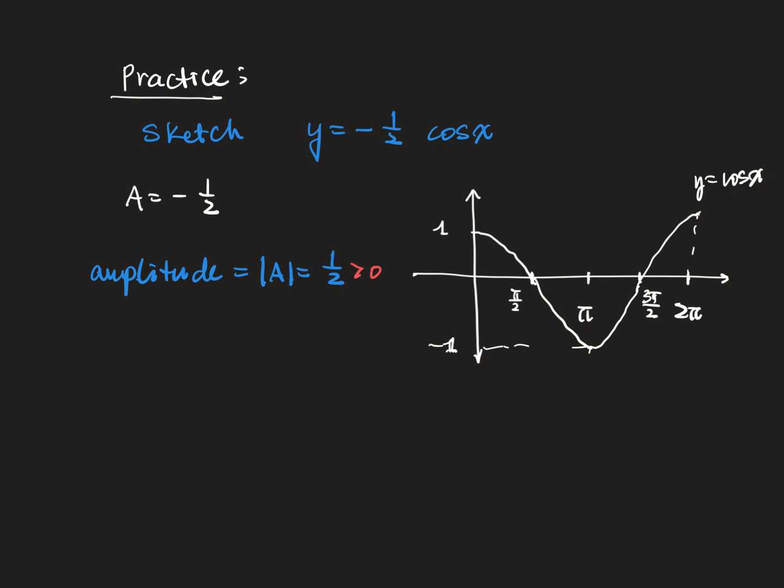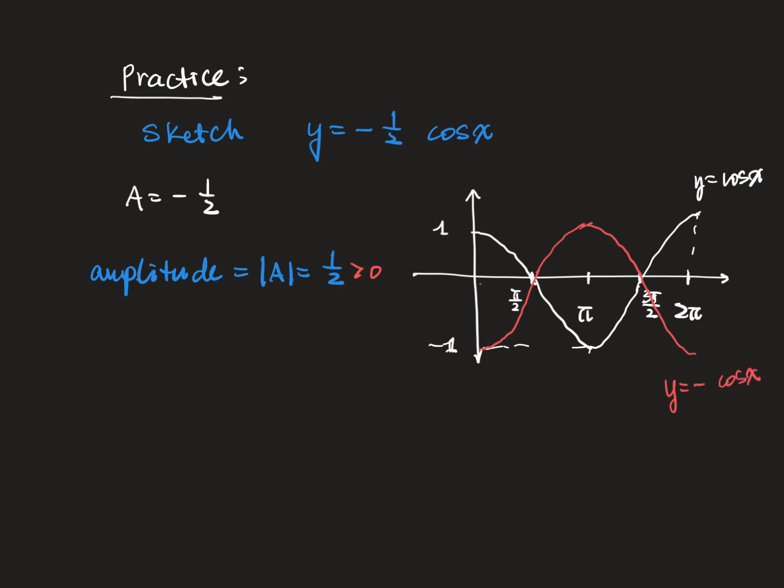How can we sketch it? Negative means a reflection over the x-axis. Then you're going to shrink it. Reflection over the x-axis, just sketch it here. Reflection right here, that's the red one. Reflection over the x-axis, that's the red one, y equals negative cosine x.